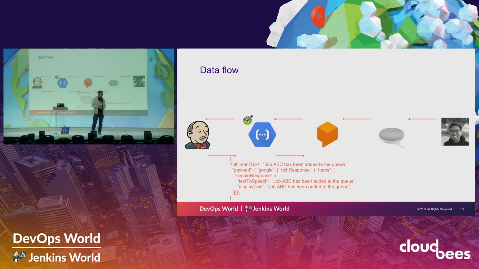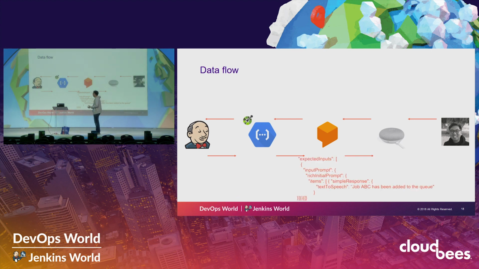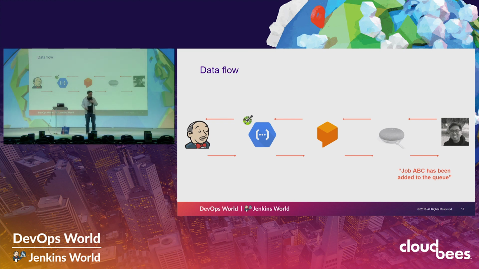Dialogflow will then pass the payload to something that Google Action actually understands. It's again saying it's a text-to-speech with the corresponding response. So this is then translated by the device into really voice saying the job has been added to the queue. And so this is what happened on every voice input that was provided.